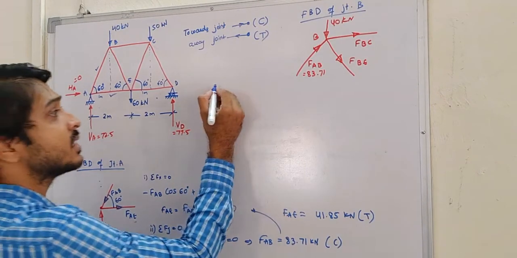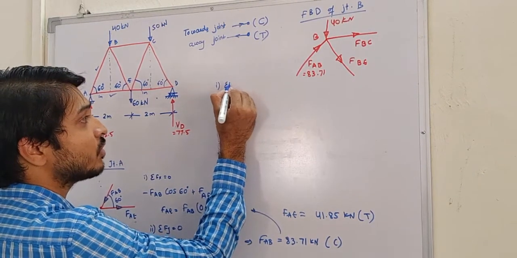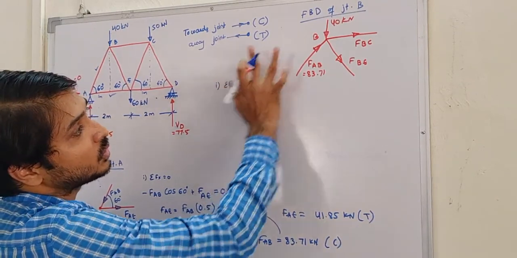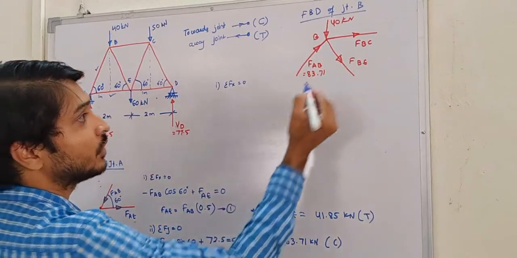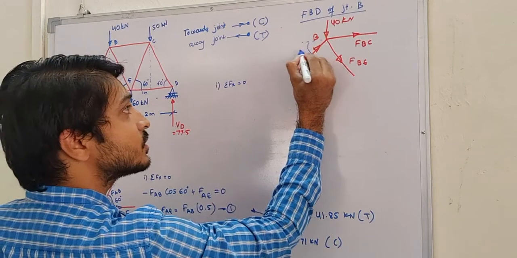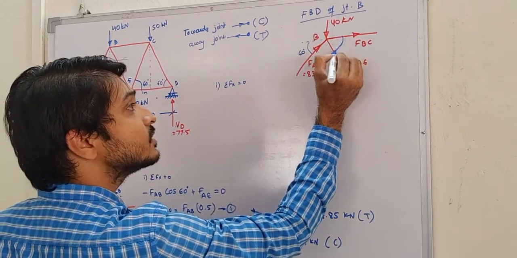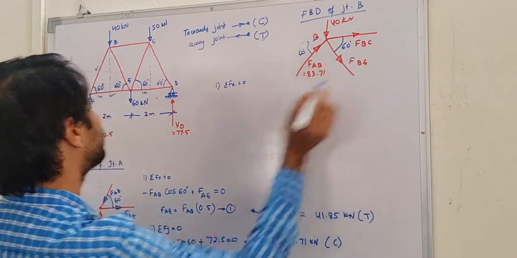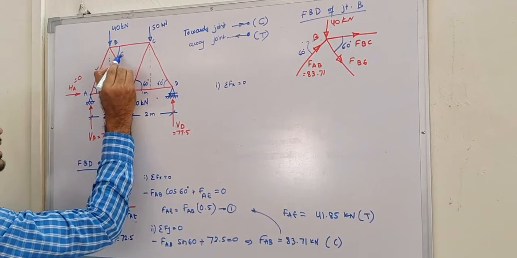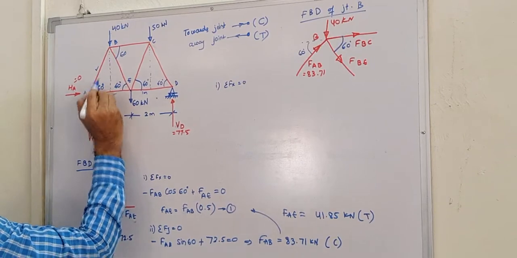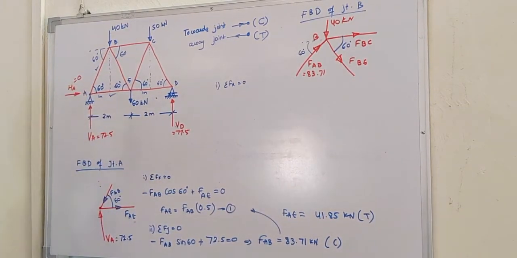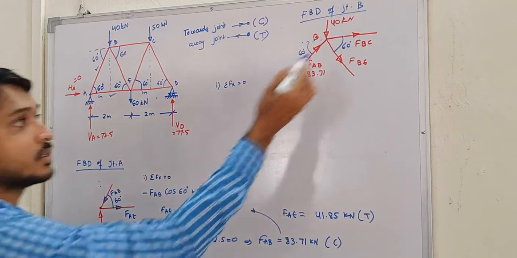So again we'll take the same equations. First one, summation of Fx equals to 0, the horizontal forces. We know this angle is 60 degrees. This is also 60 degrees. If this is 60, this will also be 60 degrees. Correct? So this is 60 and this is 60.